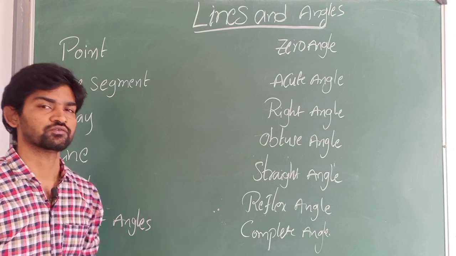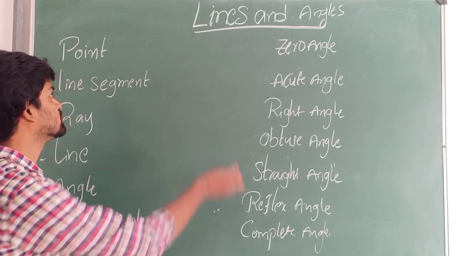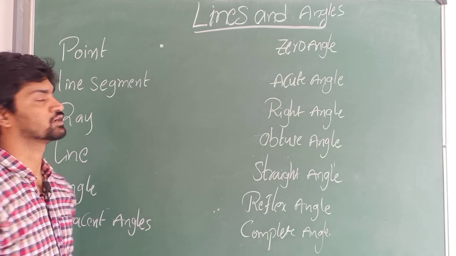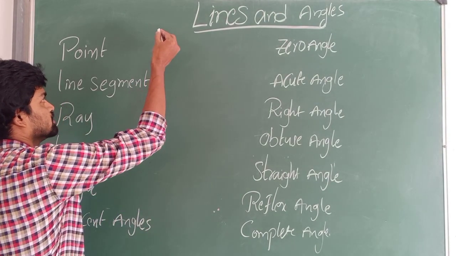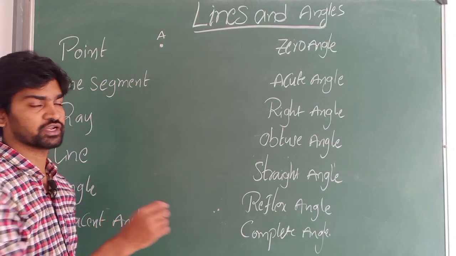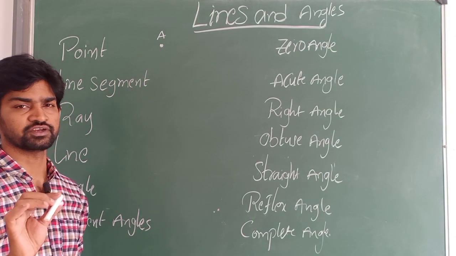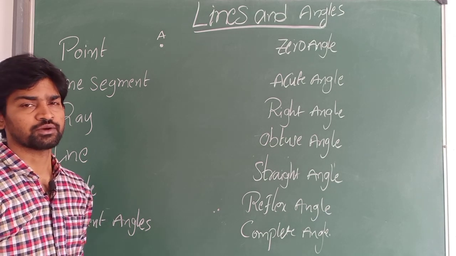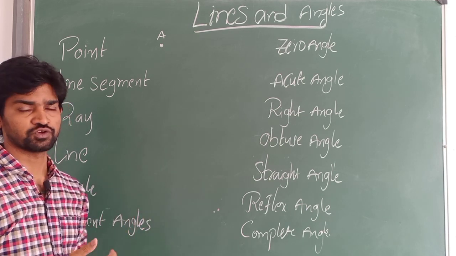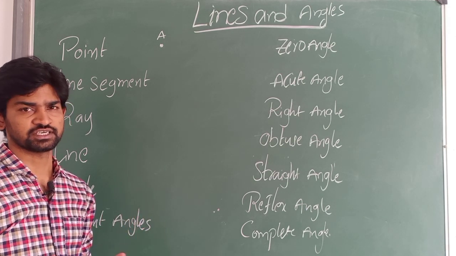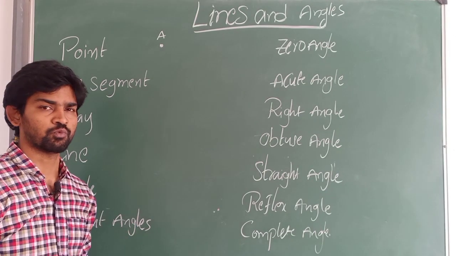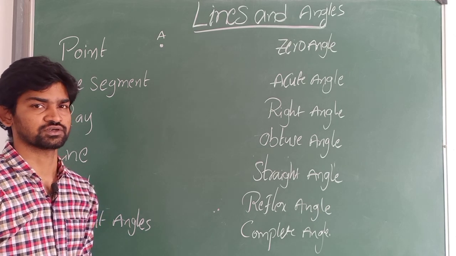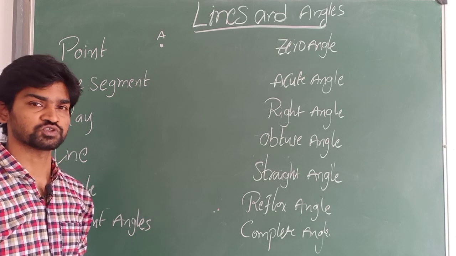First, point. What is a point? A point is a mark of position. To show location, we use a point. This is point A, meaning A is here. We use a point just to mark positions. If you use Google Maps and search any place, it will show it as a point. So points are used to show locations. Point is a mark of position.